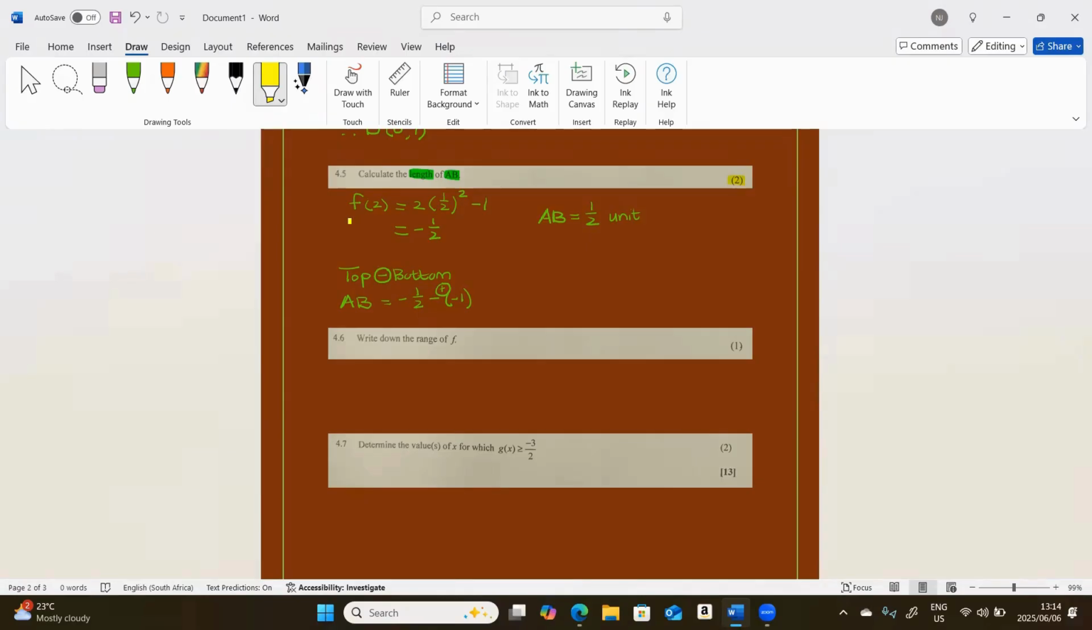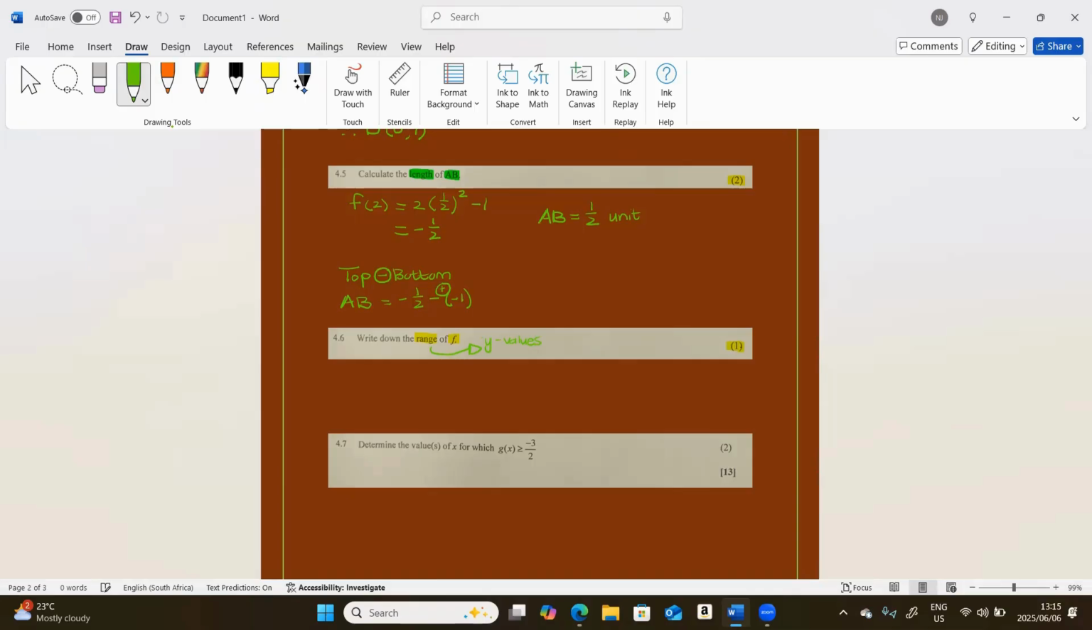Now let's move on to 4.6. At 4.6, they say write down the range of f. For only 1 mark, I'm going to make it yellow because I know that you guys struggle with domain and range. The first thing that you need to understand is that when they ask for range, they ask for y values. That's very important. So range is obviously the y values.